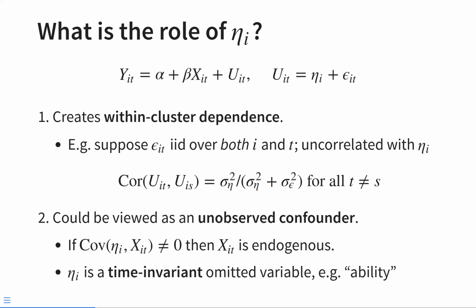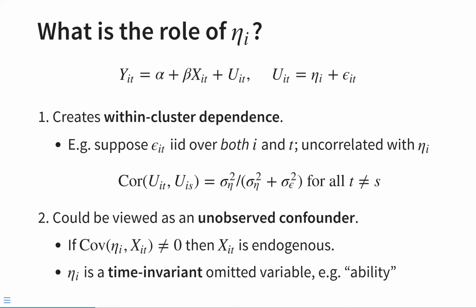So what is the role of this eta i? Well, it creates within cluster dependence. You may remember the example that I showed you in our cluster standard errors segment from the robust standard errors lecture. It was a very simple example where all the groups were exactly the same size, and there was, in fact, a common group-specific error term. Well, you may remember from that example that there was a correlation parameter that we defined in terms of the idiosyncratic and the group-specific errors, and that's exactly what this eta does.